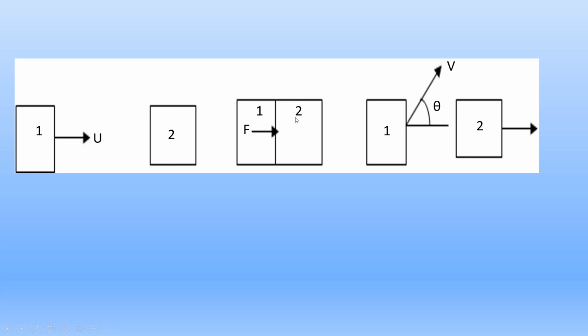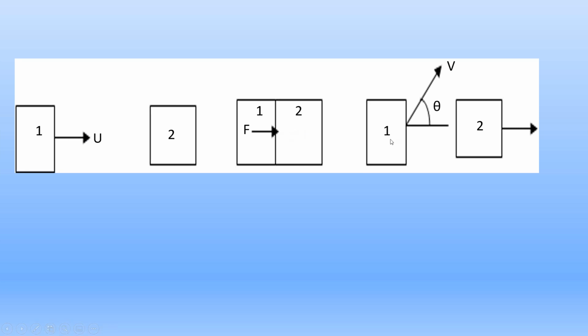At the time of impact, the first body applies the force F on the second body. Here, initial velocity u is horizontal, force F is also horizontal. So check this example carefully. The initial velocity u is in the direction of the force F. Both are in the same direction.